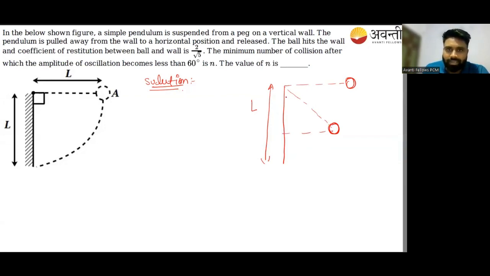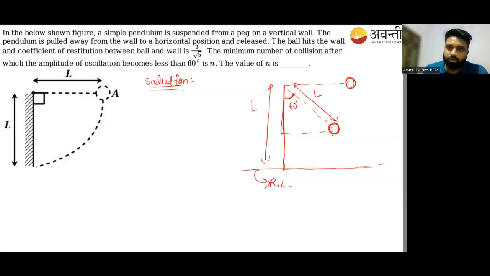This is the angle, 60 degrees over here. Now, this length is also something we have to be interested in. This length is also L. This length is also L. This is our reference line, because we are going to apply the conservation of energy here. So we have to decide a reference line for potential energy. So this is our reference line.